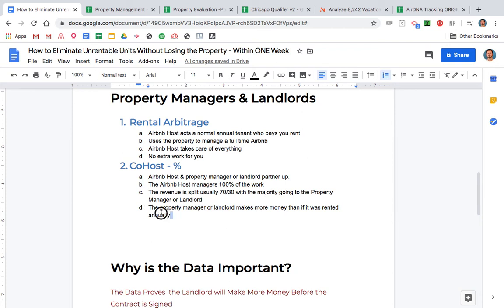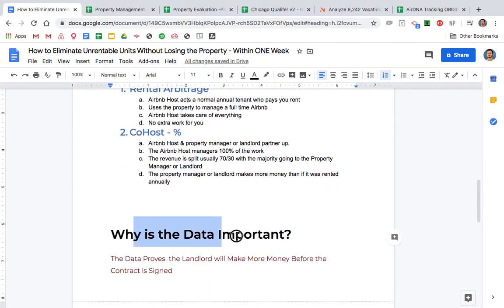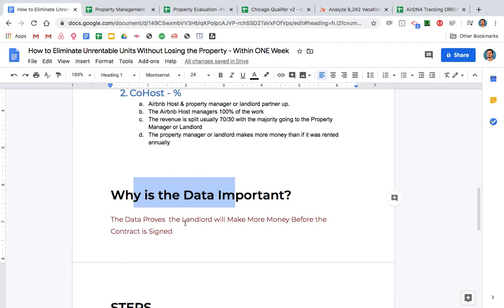And I believe this is solely because they just haven't used the right data to be able to know what they're getting themselves into. So actually right here, why is the data so important? The data proves to the landlord that they will make more money before the contract is signed. So essentially, the data is so important because it'll tell the landlord, you're going to make more money and this is why. Not, hey, your home will make more money as an Airbnb because Airbnbs make more money and I know how to run an Airbnb.